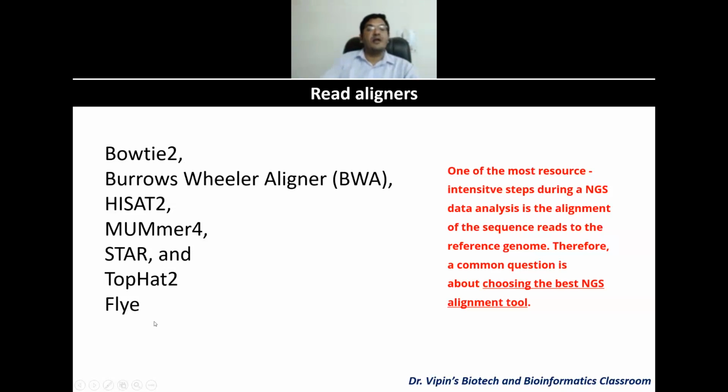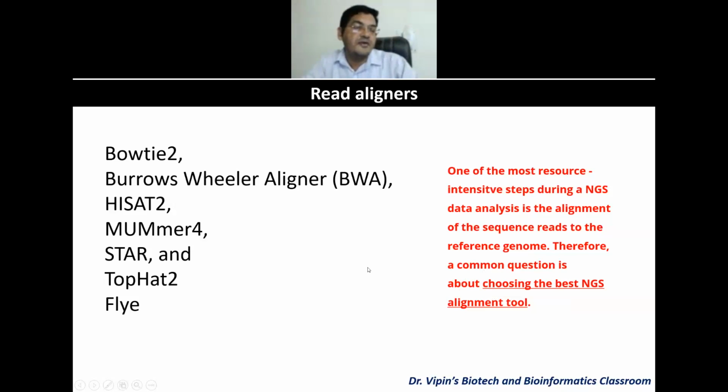So this is for long read aligners. You have Flye, and we'll use Flye in our analysis as we go along. Read alignment is one of the most resource intensive steps during NGS data analysis, the alignment of the sequence reads to the reference genome. Therefore, it is a common question about which tool would be best for you.